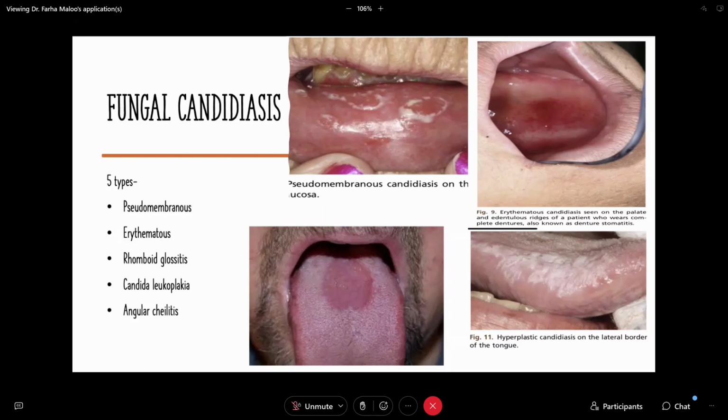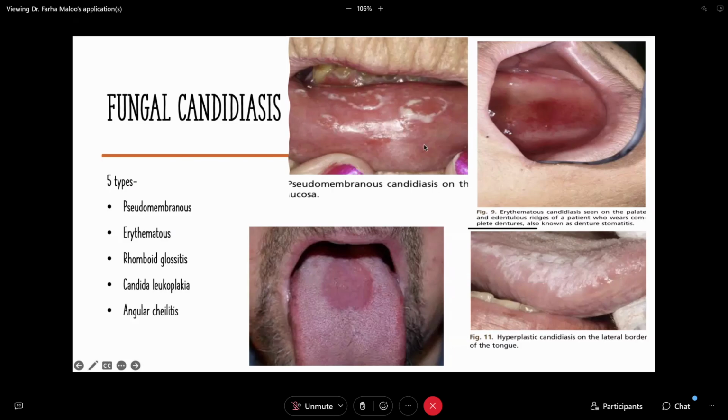Fungal candidiasis presents in 5 ways. One is the pseudomembranous form. In this, there is keratinocyte desquamation by the fungi, resulting in desquamated patches in the labial mucosa.